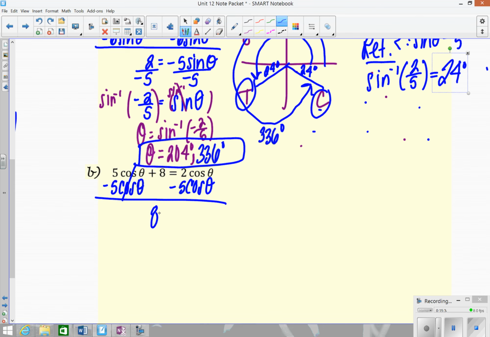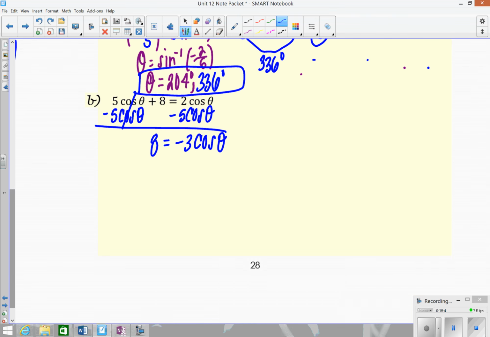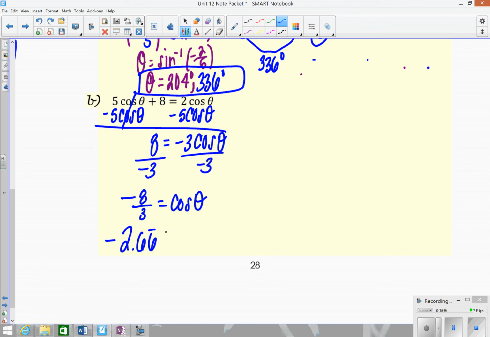So we get 8 equals 3 cosine theta. Divide both sides by -3, and you end up with 8 over 3 equals cosine of theta. And if you were to actually divide this out, you get -2.666 repeating is equal to cosine theta.